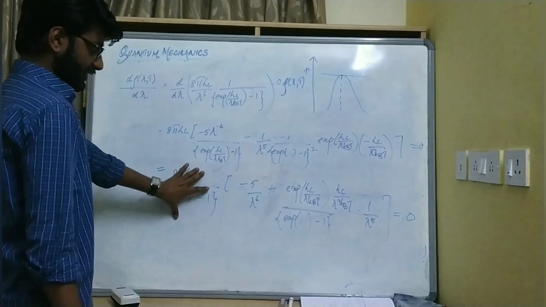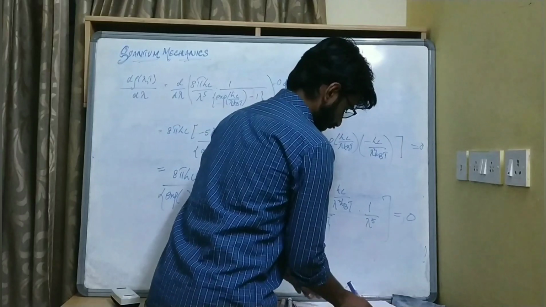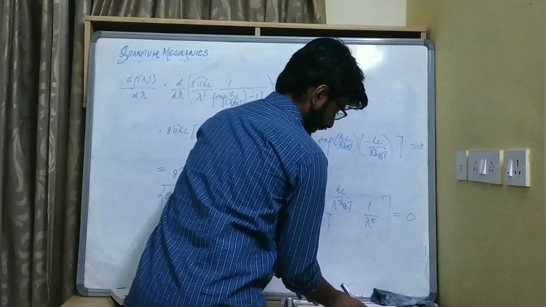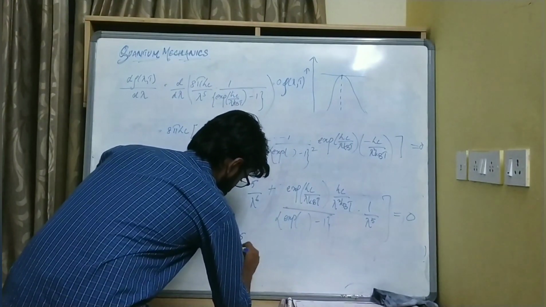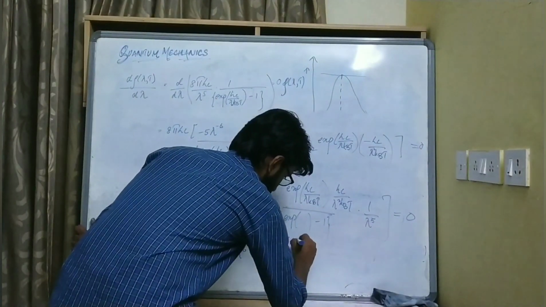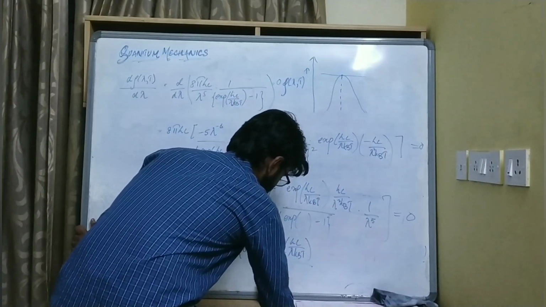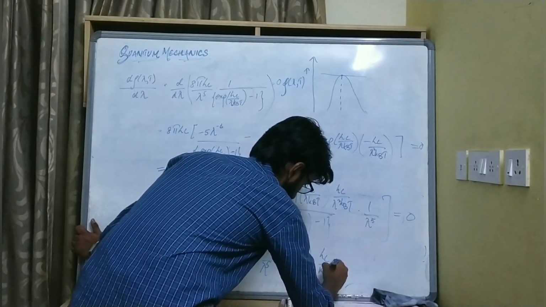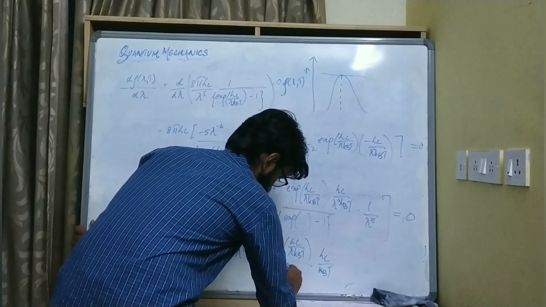This term is not 0, definitely. So this is the term which is 0 in this case, and you can take hc by lambda max kB T to be x. Then rewriting this, we get lambda to the power 6 plus exponential hc by lambda kB T, lambda to the power 7, hc by kB T, lambda to the power 7, and the exponential term as well.